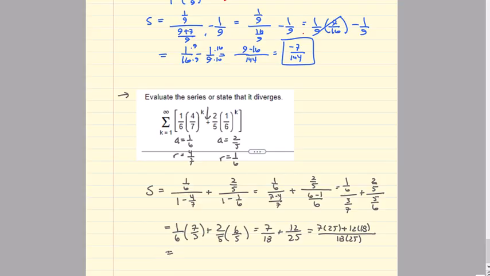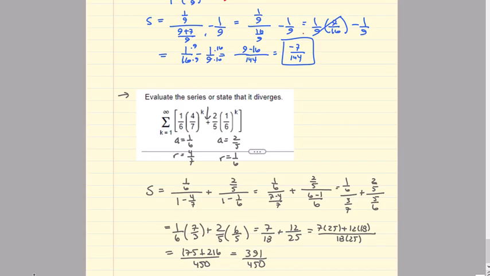So 7 times 25 is going to be 175 plus 12 times 18 is going to be 216, all over 18 times 25 is going to be 450. Now if I add together the numerators, 175 plus 216, I'll get 391 over 450.